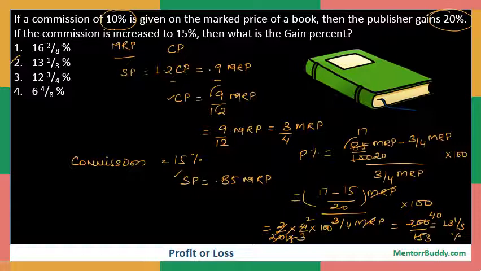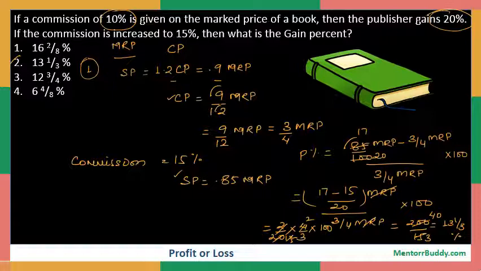Let me take you through the question once again. In the first case, it was given that the commission was 10% and the profit was 20%. So we can say that the selling price, with 20% profit, can be written as 1.2 of CP and is equal to 0.9 of MRP, because a 10% commission is given. By using this equation, we can easily get the value of cost price, which comes out to 3 by 4 of MRP, because cost price remains constant.